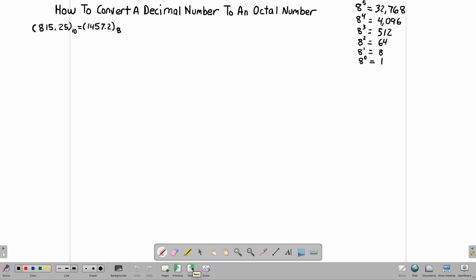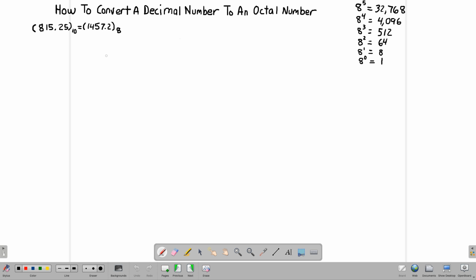How to convert a decimal number to an octal number. All right, this time we're going to use an example using decimal points. What we're going to do is pretty much the same algorithm that we used in the previous one when we dealt with only an integer portion. So let's go ahead and begin the computation.